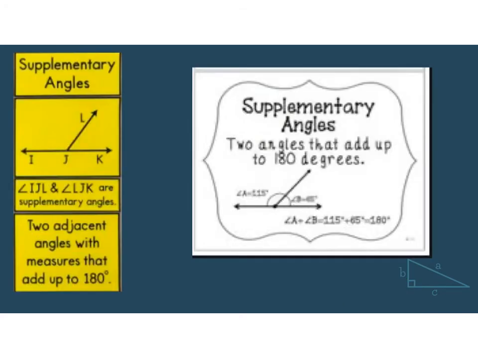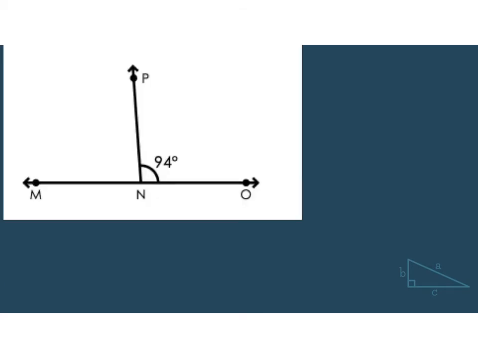All right, next, we're going to be talking about supplementary angles. Supplementary angles are angles that add up to 180. So this entire space is equal to 180 degrees. There are two angles right next to each other that add up to 180. Right here we have 94. So we know that this whole space, this supplementary angle, is going to have a sum. It's going to equal 180.